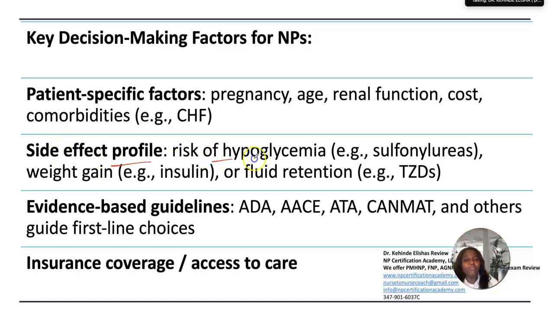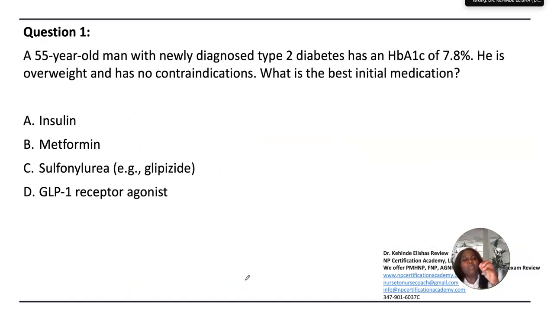Side effect profile: risk of hypoglycemia, sulfonylureas, weight gain, or fluid retention. Evidence-based guidelines, ADA, AACE, ATA, CANMAT, and others guide our first line choices. Insurance coverage, access to care, and all that would determine what to pick. Let's take a look at this question.